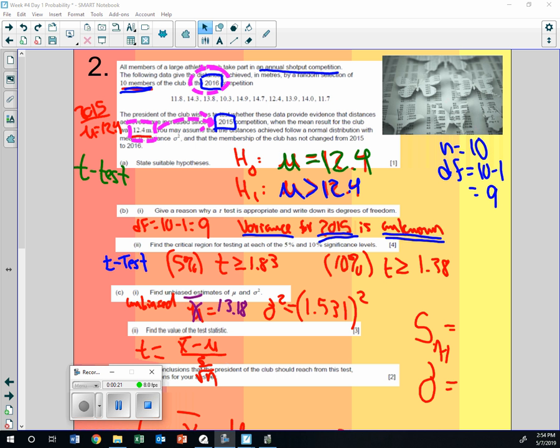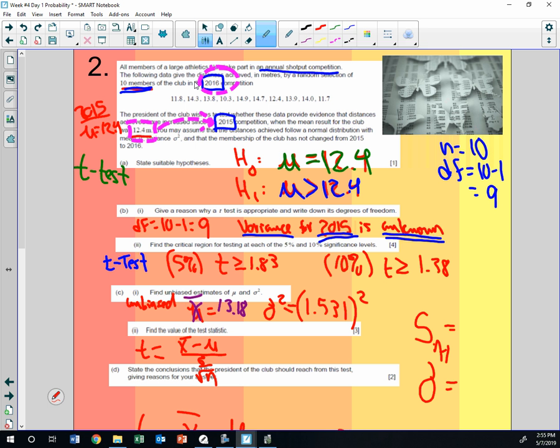What's great about this one is we're going to see if we can take some real data and draw some conclusions about it. First things first, all members of a large athletic shot put competition are going to produce the following data. Now this is from 2016. And here's your 10 data points.